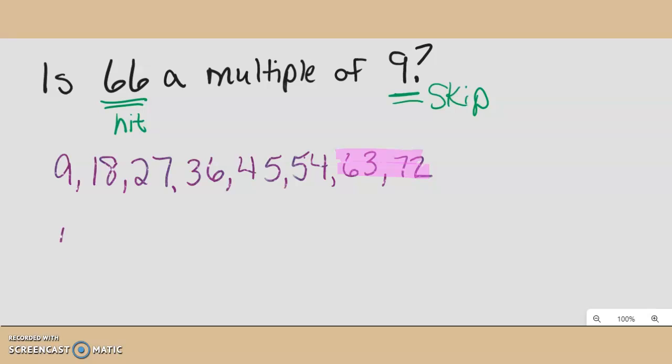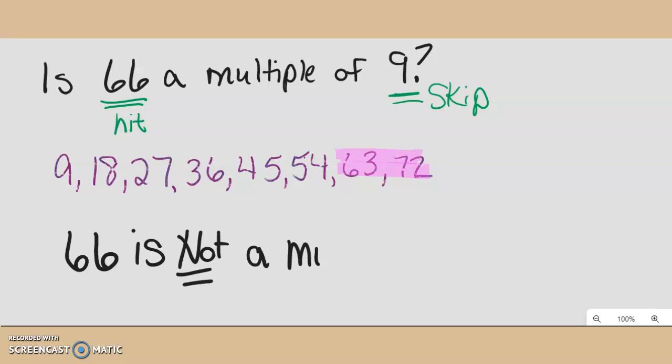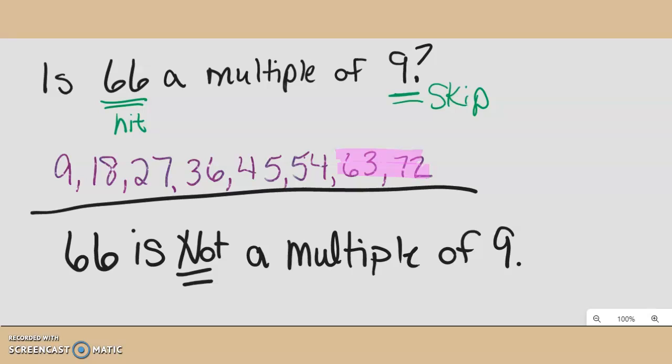So 66, and you write this down. Let me write that in a different color. You have to answer that: 66 is not a multiple of 9. Okay? That is how you answer that, because we skip counted it, and we never hit 66.